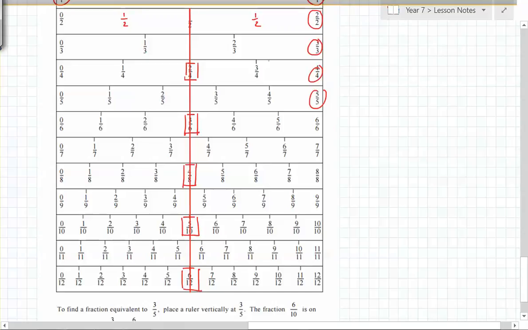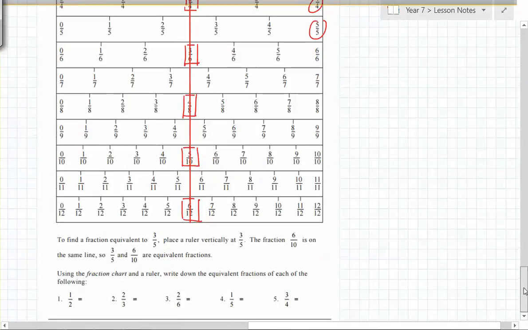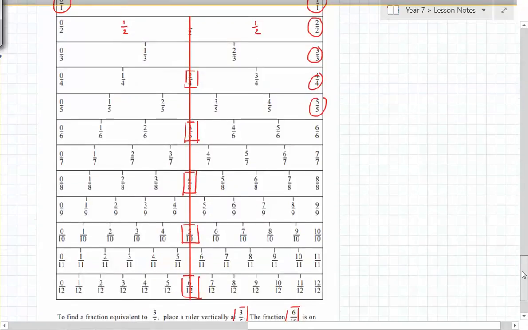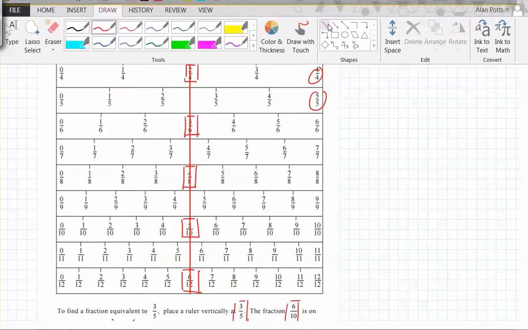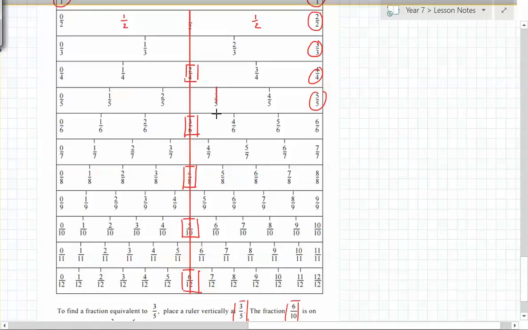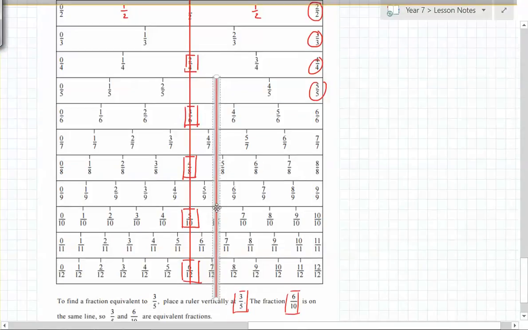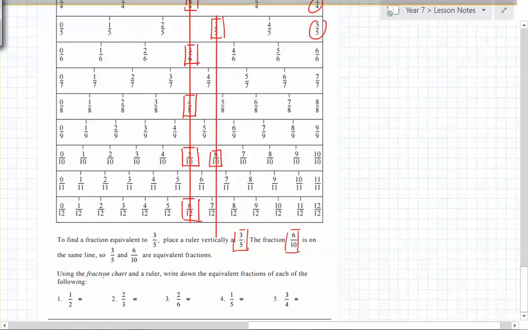So what you're going to do, you can use your ruler, you've got some questions just down here: find a fraction, replace it, and you know that 3/5 is the same as 6/10 because you line up a ruler. So you take your ruler, you find 3/5 and you mark down, and you see that it also goes through 6/10. So therefore 3/5 and 6/10 are equivalent fractions. Cool. So then what it's asking you to do is use the fraction chart and a ruler to write down equivalents to a half.